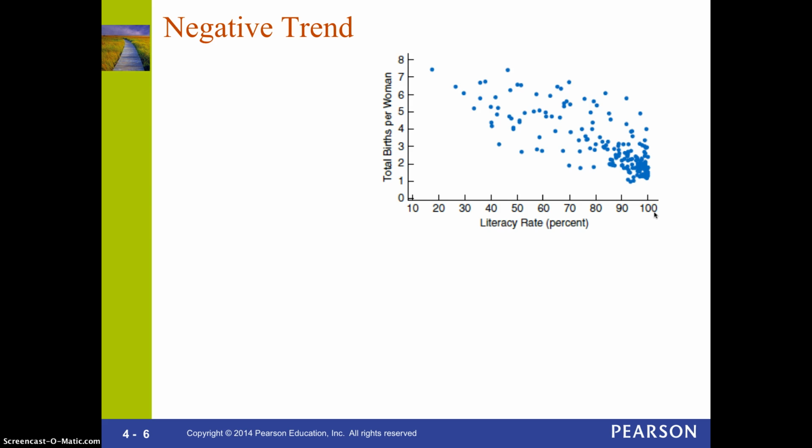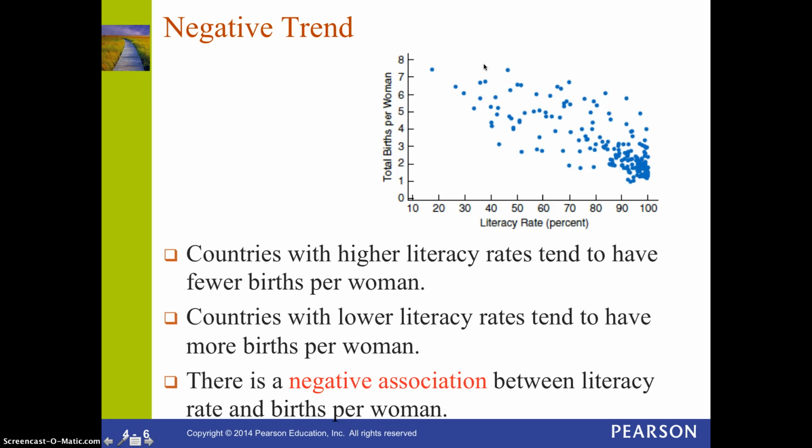Okay, so this is the literacy rate and the total births per woman, and each dot in this case actually represents a country. So you can see here as the literacy rate increases, women tend to have fewer babies. And a lot of times this is because over here you have more your industrial nations and stuff, and over here you have more your third world countries. Okay, so again, some examples of how you can describe this relationship: countries with higher literacy rates tend to have fewer births per woman, or countries with lower literacy rates tend to have more births per woman. So we can say there is a negative association between literacy rate and births per woman.